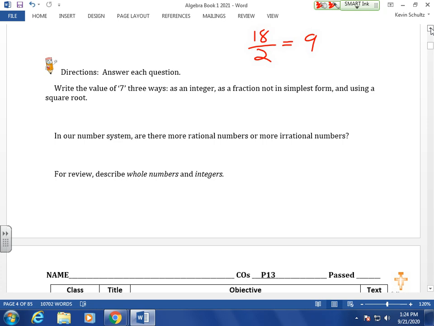Okay? The second question says, in our number system, are there more rational numbers or more irrational numbers? So think about any number you could possibly think of. Our entire number system. Are more of them rational or more of them irrational? And again, I want your defense as to why. And then number 3, for review, describe whole numbers and integers. If you talked about rational and irrational before, my guess is you've talked about whole numbers and integers. So you might want to check your notes from last year, or Google is also a resource that you can use.